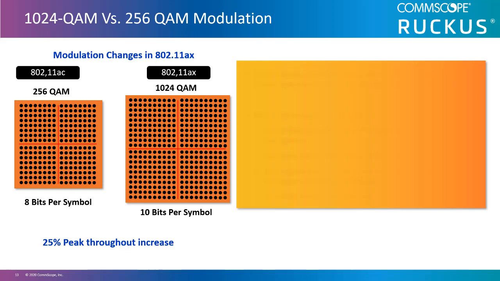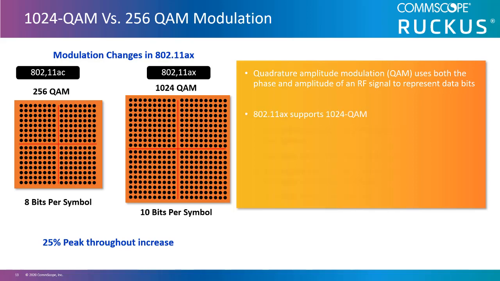Although a primary goal of 802.11ax is better efficiency, more speed isn't a bad thing. Quadrature amplitude modulation, known as QAM, uses both phase and amplitude of an RF signal to represent data bits. 802.11ax supports 1024 QAM and new modulation coding schemes, or MCSs, that define higher data rates that translate into better throughput and 25% higher capacity with 10 bits per symbol versus 8 bits per symbol with 256 QAM. More bits equals more throughput data, providing more efficient use of the spectrum.